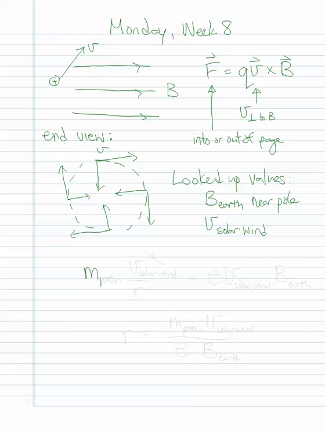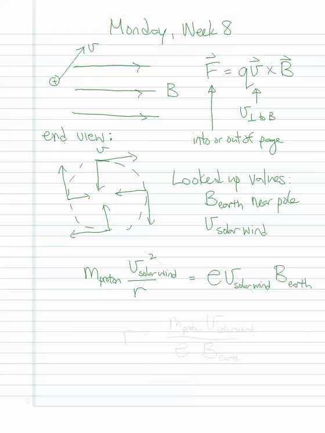So we have the mass of a proton, which is what we were considering, times the velocity of the proton in the solar wind, squared, over the radius we're trying to find. And that equals the charge, the elementary charge, the charge on an electron or a proton, times the velocity of the solar wind, times the magnetic field of the Earth near the pole.